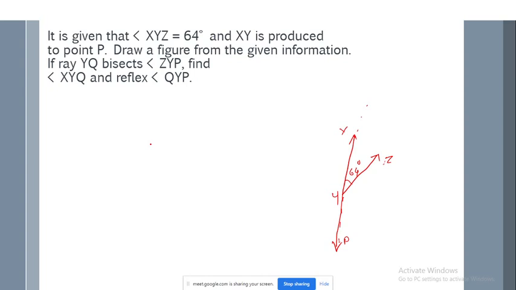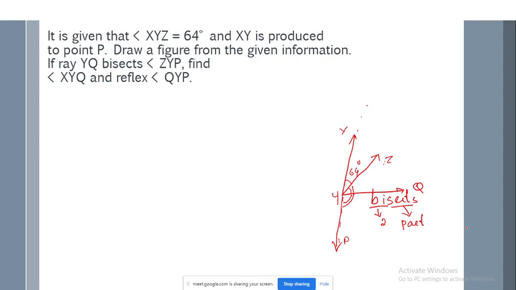Bisects means that bi means two, and sect means part. So it is said that ray YQ is bisecting angle ZYP. So angle ZYP is divided into two equal parts, two equal halves. That is what is meant by a ray YQ bisecting angle ZYP. Okay, so did you get it till here?